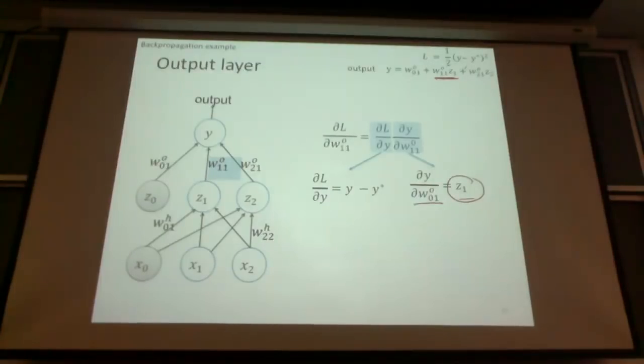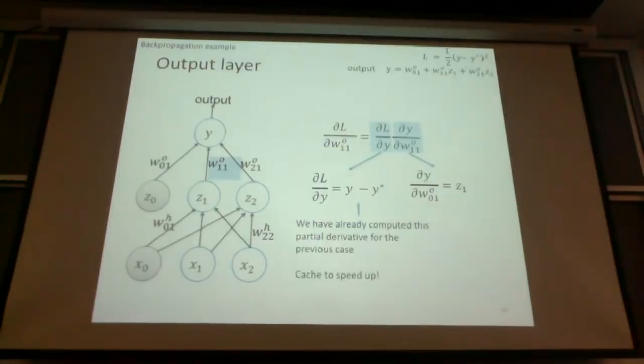Now, there is some amount of optimization that you can do. The gradient here is the product of y minus y star times Z1. But at this point, you should notice that you don't need to repeat the computation of y minus y star, because we already did it when we computed the gradient of W011. So we've already computed that partial derivative. Why do that work again? Why not save it? Maybe if you're thinking of what kind of data structure to use, you can save that partial derivative inside that node, so that the next time you encounter it, you just use the saved value.